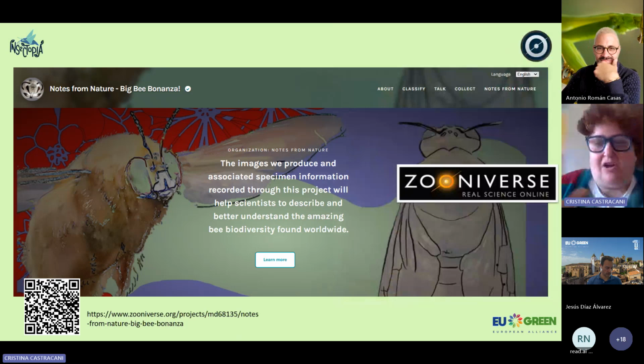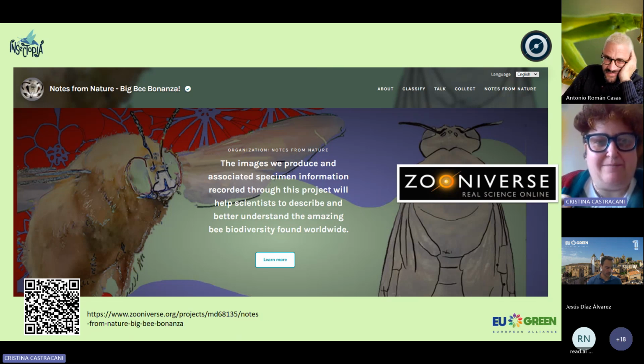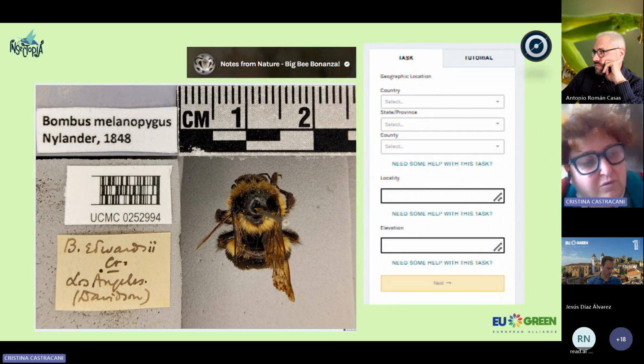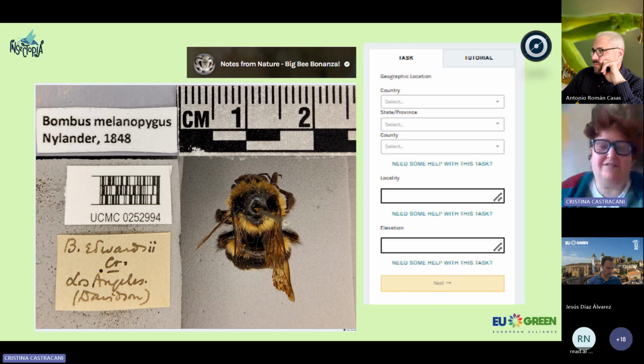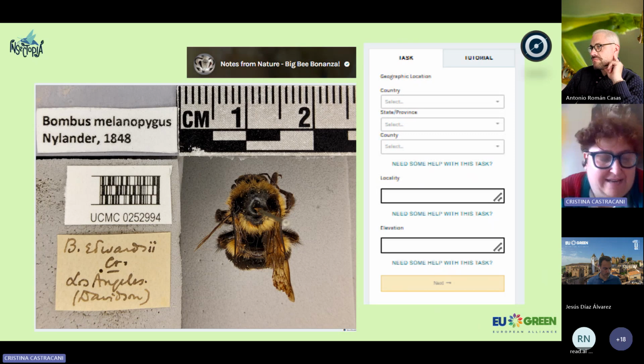For example, there are a lot of projects, so you can go there and look for different projects. I will give you some examples. One interesting project is the Big Bee Bonanza. In this project, they have pictures of museum collections. So the idea is that they wanted to digitalize all the information that they have in their collection. This one is devoted to bees, and the idea is that we need to digitalize all the information on where, when, and who collected the specific sample. And you can help in digitalizing all this information simply by going to Zooniverse.